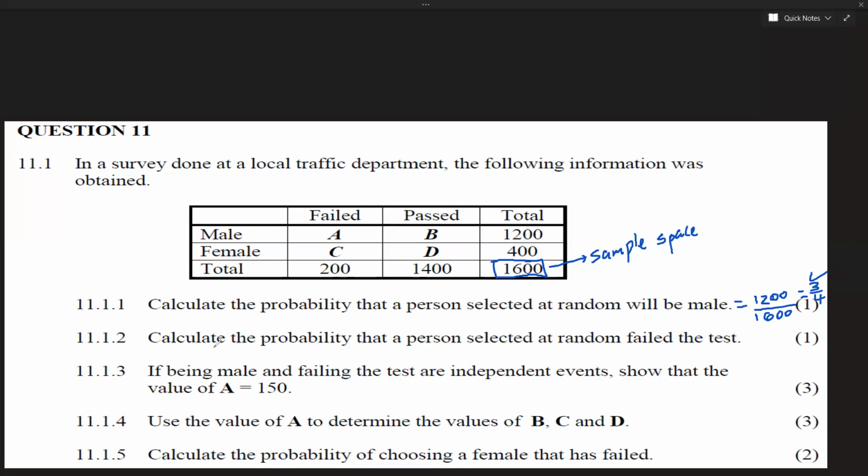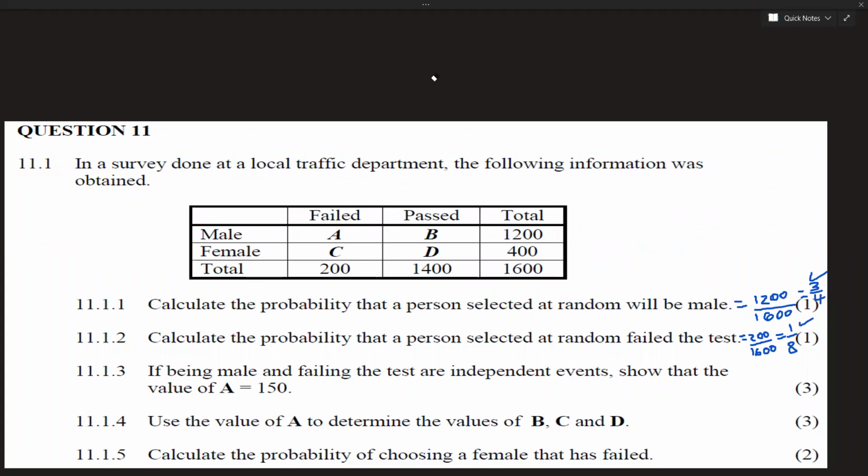Awesome. So now they want us to calculate the probability that a person selected at random failed a test. Let's go to failed. Failed is there. The total fail is 200, right? So the answer to this question will be 200 over the sample space, which is 1,600. This simplifies to 1 over 8. Right. Awesome. And then let me just erase this part here. We now know that it's a sample space. I just need a space there.